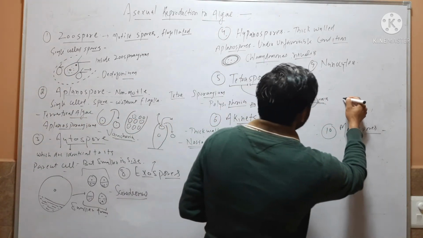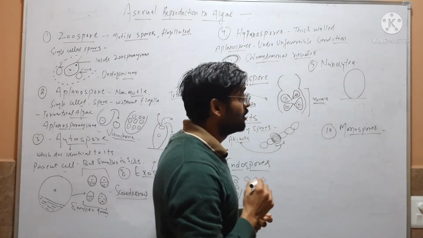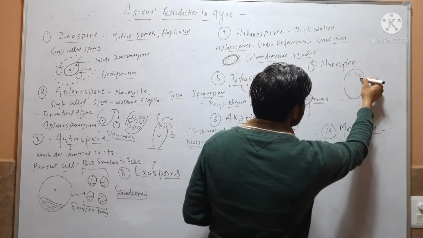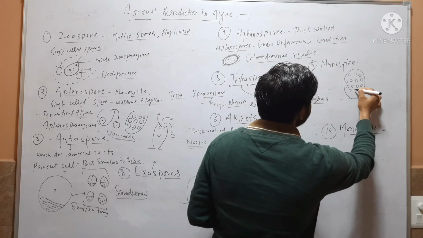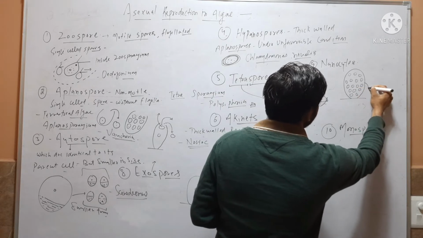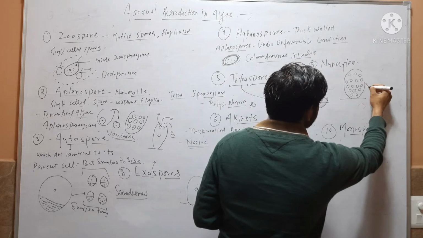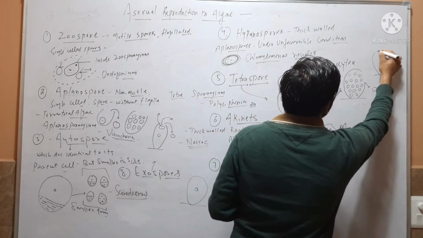Nanocytes. Here a simple cell will divide its protoplasm into smaller protoplasts without increasing in size, and these will come out by disintegration of the wall of this cell, and they will germinate and form new cells.